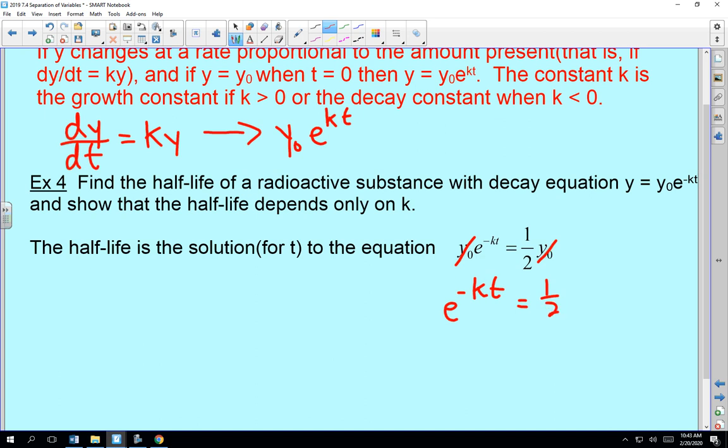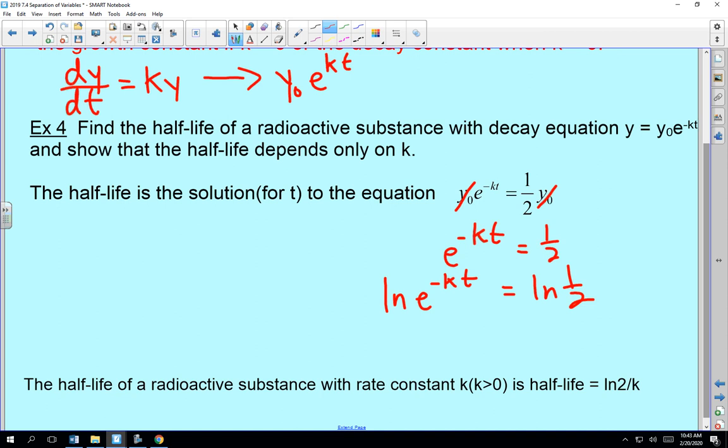We're doing algebra 2. It's okay. So how do you solve that for t? Take ln of each side. Then on the left side I get negative kt equals ln 1/2, and then t equals negative ln of 1/2 divided by k.